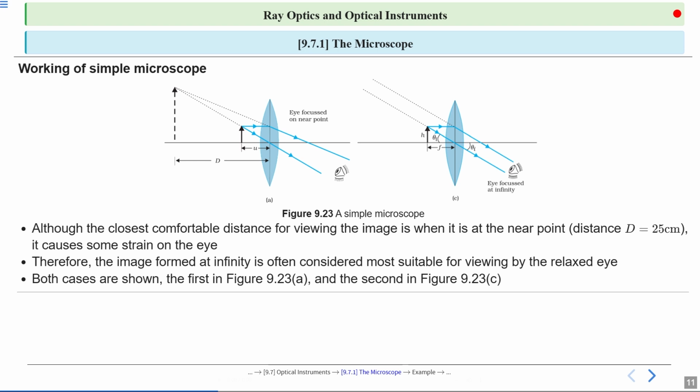Finally, we see both scenarios depicted in figure 9.23. The first scenario shows the image at the near point, while the second shows the image at infinity. Understanding these two cases helps us appreciate the flexibility and adaptability of microscopes in different viewing conditions.